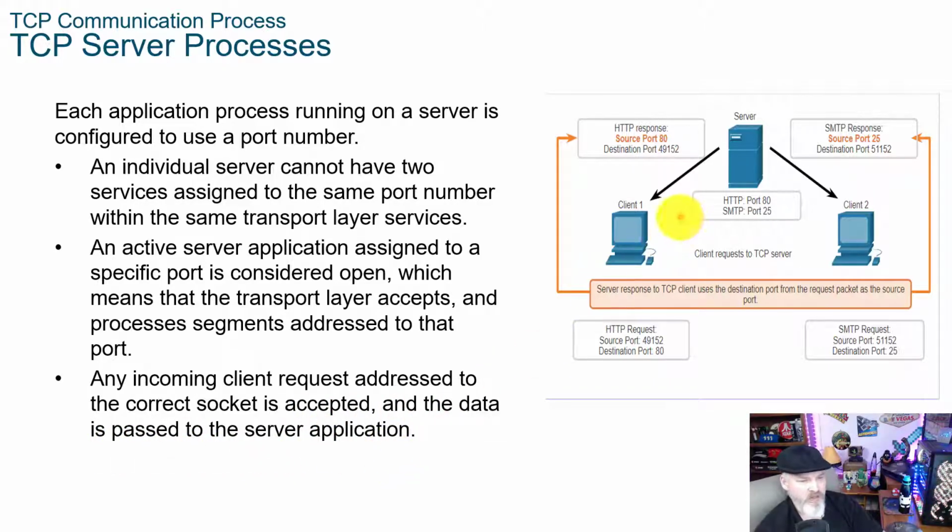And we can see an example of this here. We have a client that sends a request to the server, and we get a response back of the IP address, but source port 80, and then with the destination port. And then an SMTP would be on port 25. So clients request a TCP server. Server responds to the TCP client, and it uses the destination port for the request packet as the source port. So an HTTP request would get a source port of 49,152 and a destination port of 80. And over here for the SMTP, you'd get the same thing, except different numbers.